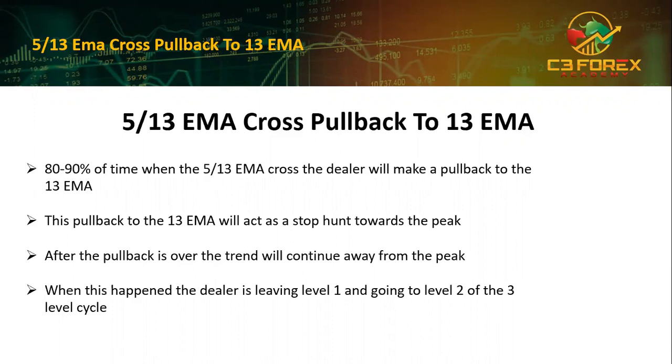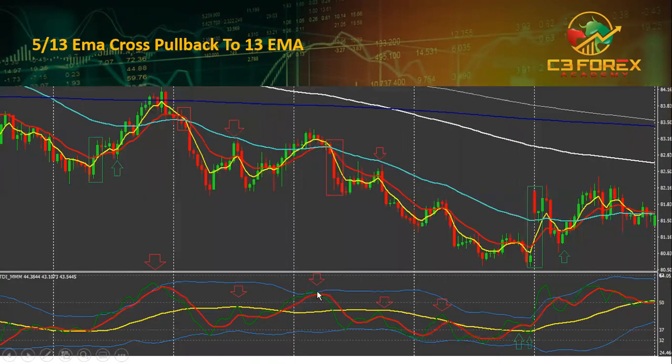All right, so the pullback to the 13 EMA in your 4-hour time frame will act as a safety trade intraday. Why? Because this will be your first stop hunt towards the peak formation out of level 1. So when a 5 and 13 EMA cross on your 4-hour, that's level 1 confirmation. The pullback to the 13 will be your stop hunt towards the peak, which will be in line with your safety trade. All right, so this is what it looks like. You got your shift candle, pulls back to the 13 EMA, gets out of there. You get a shift, pulls back to the 13, drop.